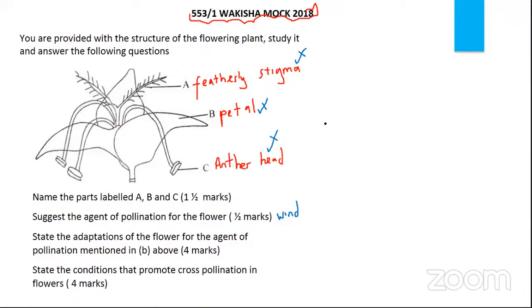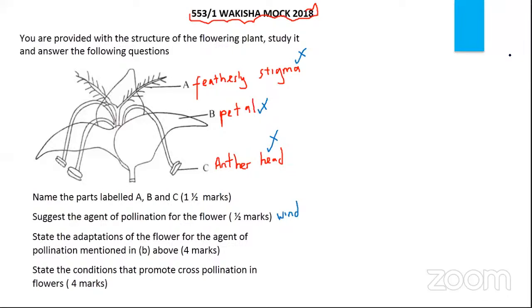Yes, Joanita. I'm asking what do the anther heads do? Like, they're long for what? Okay, that one had already been answered by Maureen in the chat box, saying that it has large anther heads which are loosely attached to the filament, which can be shaken by wind to release pollen grains. Okay.